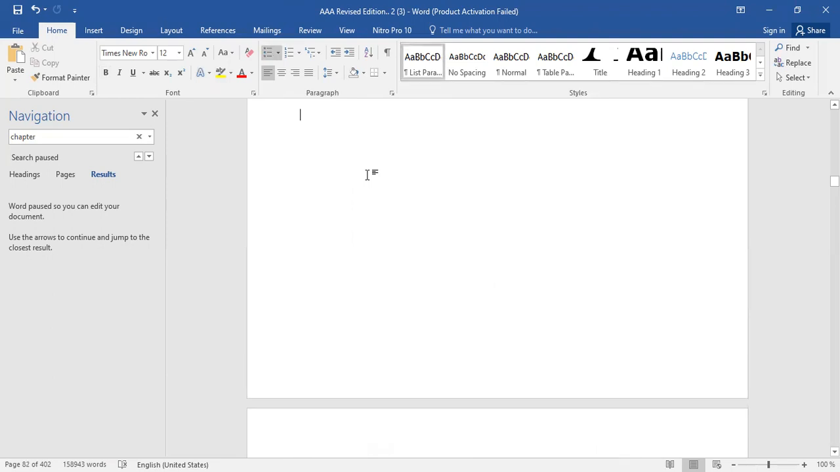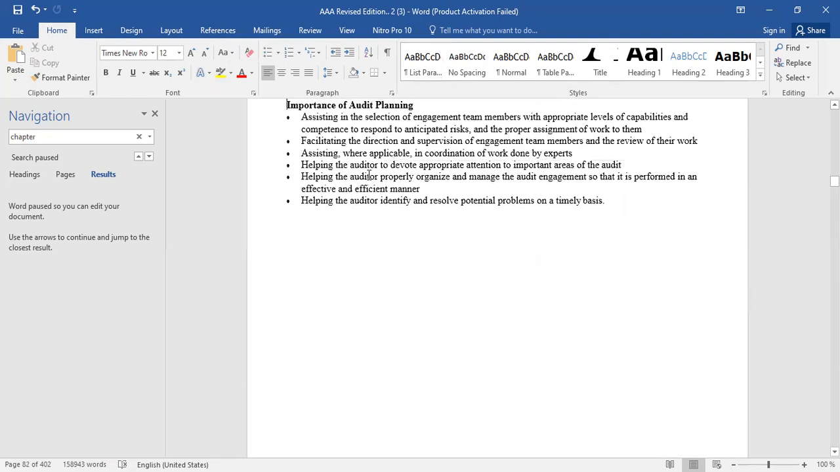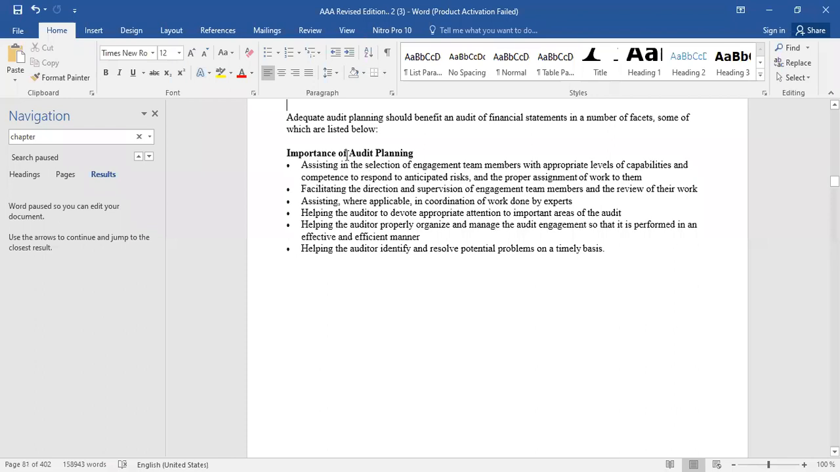So let's look at this. Importance of planning, audit planning. Those are the areas they can bring in exam. So number one, it assists in the selection of engagement team members with appropriate level of capabilities. When you plan well, you can be able to select the right people for the right job. That is something that they can bring, importance of planning.